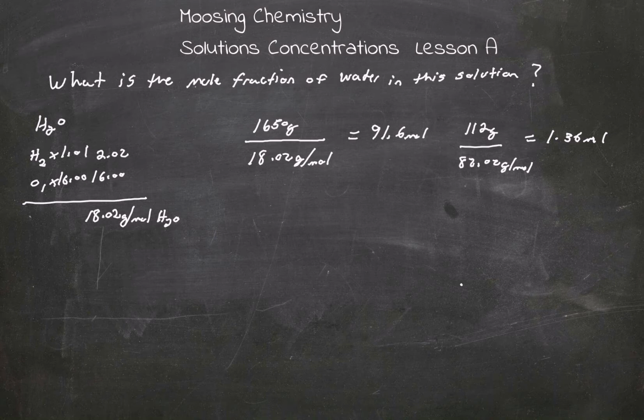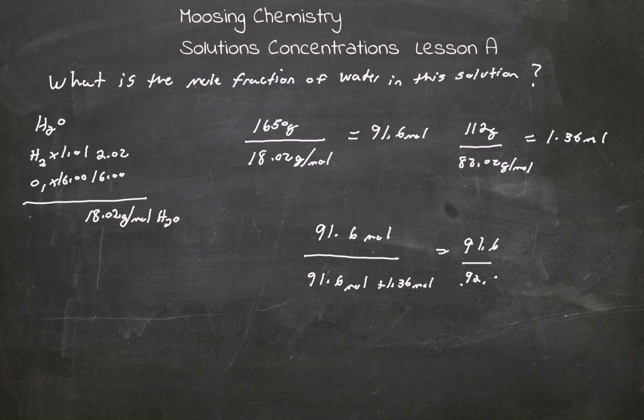So now what we're going to do is take 91.6 moles divided by 91.6 moles plus the 1.36 moles, which is going to give me 91.6 divided by 92.96.